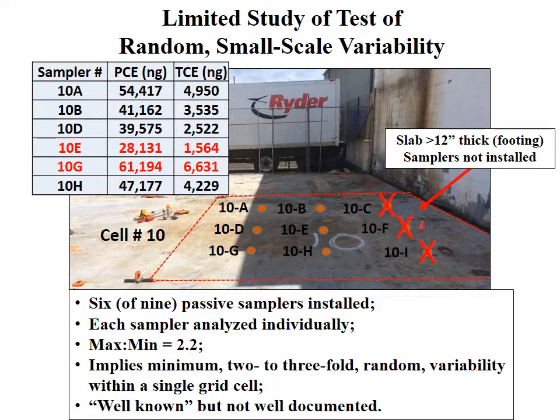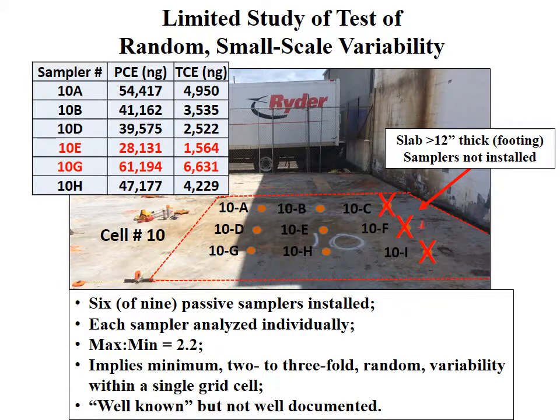And we tested these individually just to get an idea of what the variability across very small areas within the vapor plume might be. So in this case, you see one of the points came up 28,000 nanograms PCE, and a point just a foot or two away, 62,000 nanograms of PCE. So we see roughly a 2 or 3 fold random variability of PCE masses, at least, probably representing concentrations within very small areas of the slab.